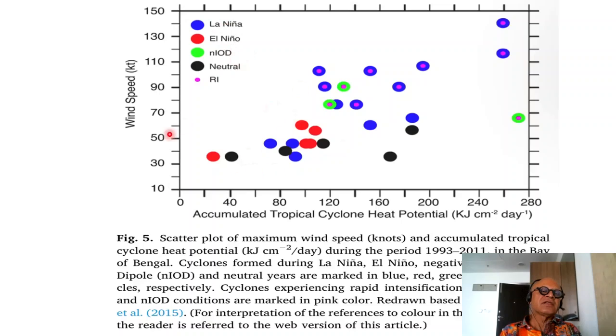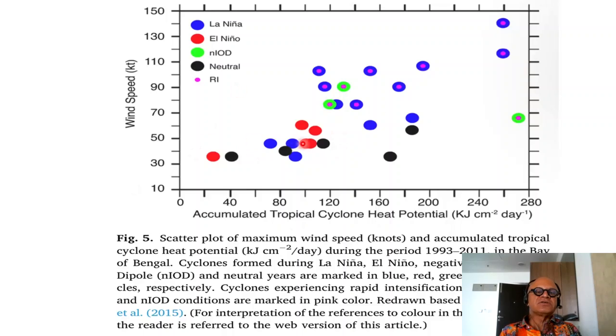You can see that wind speeds are weaker typically for El Nino cyclones compared to La Nina cyclones, and there are many that are rapidly intensified, mostly during La Nina, something to keep in mind. And there are just a few neutral IOD, negative IOD cyclones here in terms of accumulated tropical heat potential.